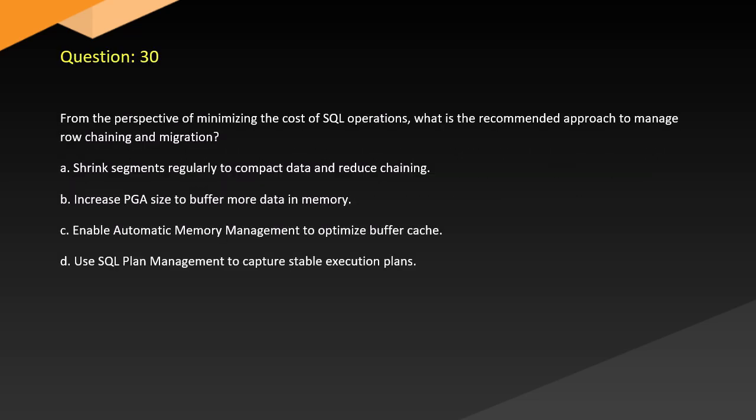Question 30. From the perspective of minimizing the cost of SQL operations, what is the recommended approach to manage row chaining and migration? A. Shrink segments regularly to compact data and reduce chaining. B. Increase PGA size to buffer more data in memory. C. Enable automatic memory management to optimize buffer cache. D. Use SQL plan management to capture stable execution plans.